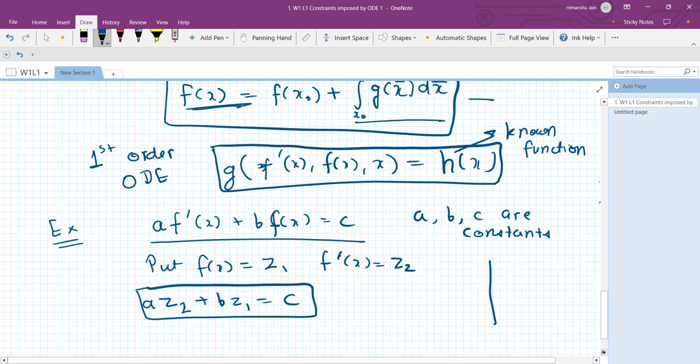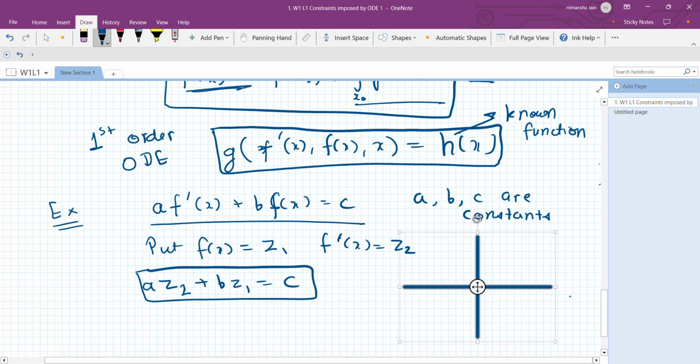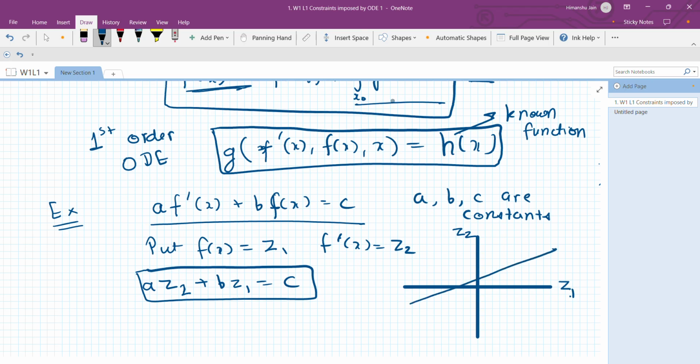So suppose if x-axis is z1 and y-axis is z2, so this is just a line in z1 z2 plane, because we know that if we try to solve this equation, there is just one free variable. From linear algebra people will know that this z1 can take any value and z2 will take the value depending on the value that z1 takes. So z1 and z2 can't take any arbitrary value, so the solution, the point, will lie on this line, or we can see that this is just an equation of a line with the slope minus b by a and intercept c by a.